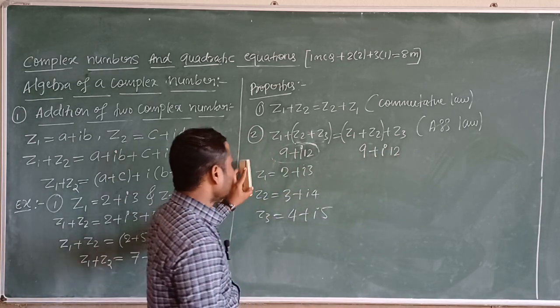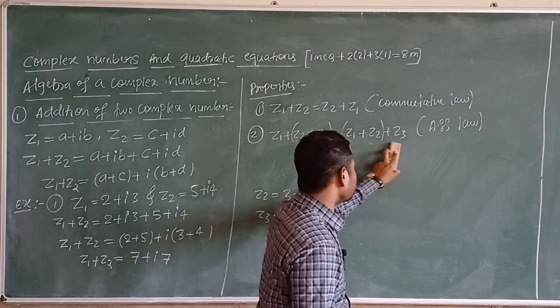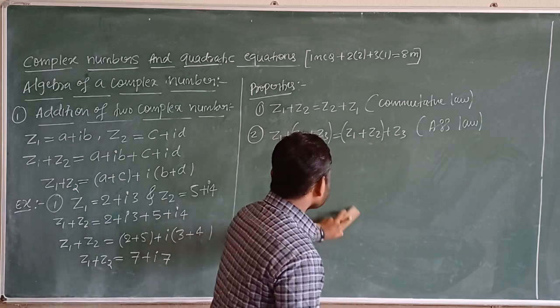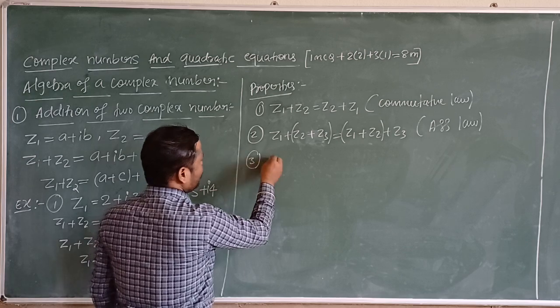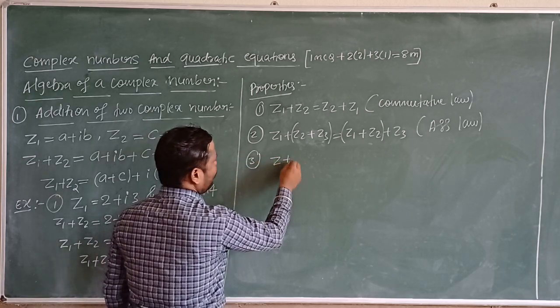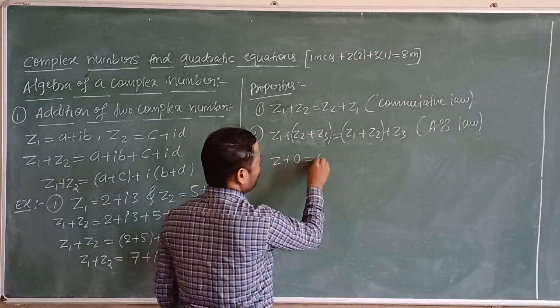So therefore the associative property is satisfied, right? Next, the third one is z plus 0 is equal to 0 plus z.